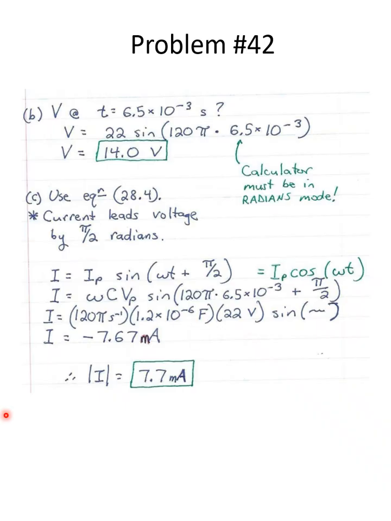The question asks, what is the magnitude of the current? So even though it's going in that negative direction, it's appropriate for magnitude. Just take the absolute value, and we get 7.7 milliamperes.